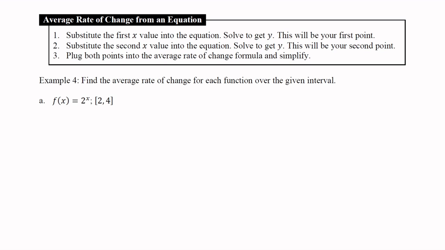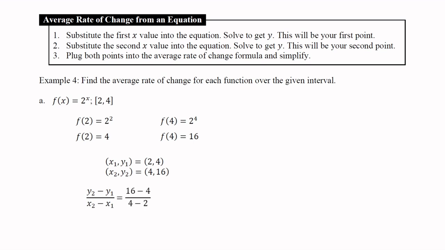We are given the interval 2 to 4. Those are our x values. So you're going to plug those x values into your x, and you're going to get your y values that go with it. Okay, so we do 2 squared, which is 4, and 2 to the 4th, which is 16. Then we plug in our 2 points into our average rate of change formula, and we simplify to get 6 as our average rate of change between those two x values given the equation 2 to the x.